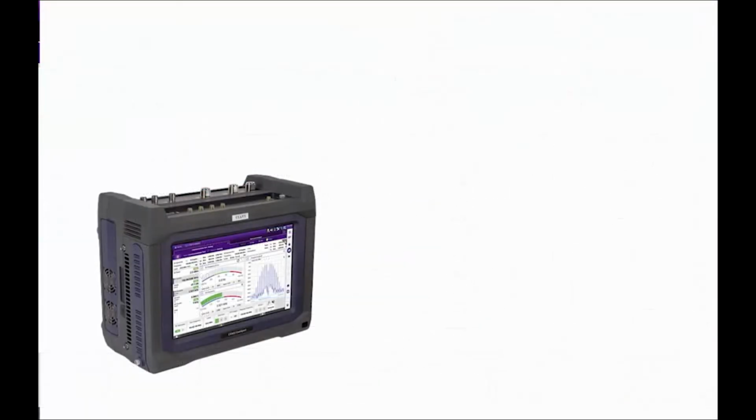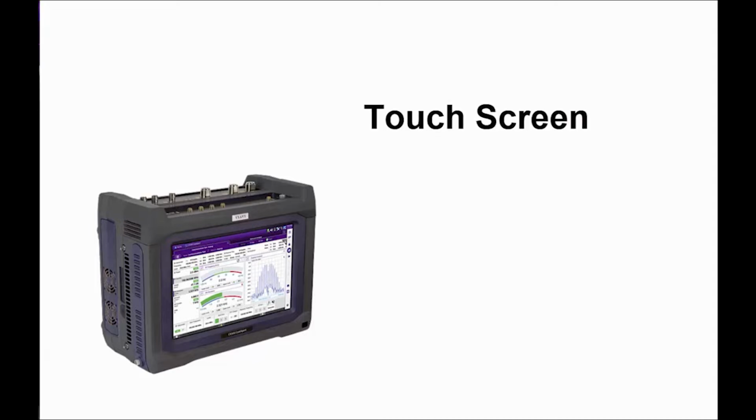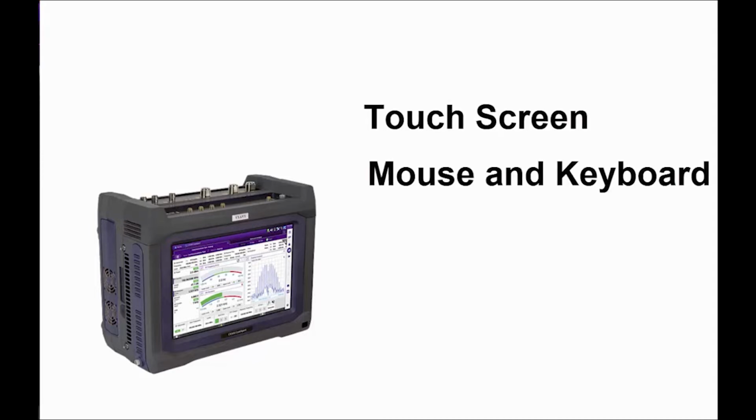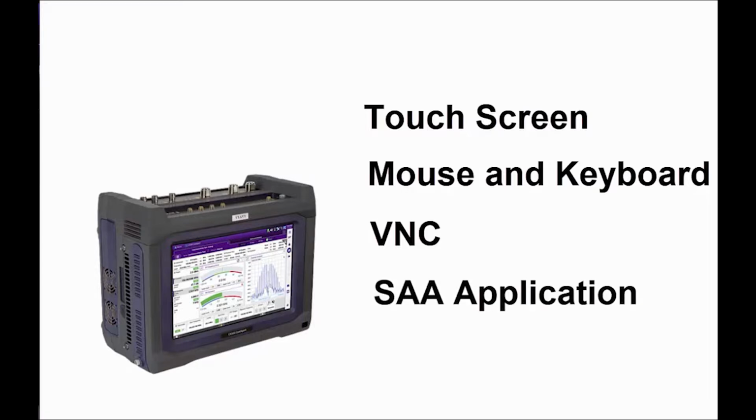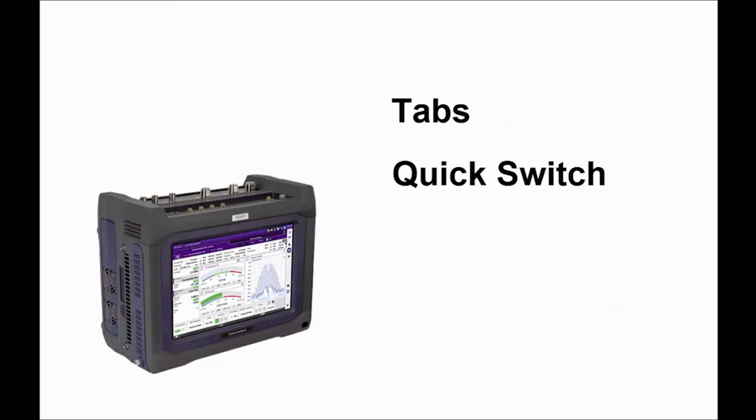The CX300 can be controlled via its large responsive touchscreen. It can be connected to a mouse and keyboard. It can be remotely controlled through a VNC connection, which incidentally was used to produce this video. And finally, the CX300 can be controlled through our Smart Access Anywhere application, which can be installed on Android and Apple devices.